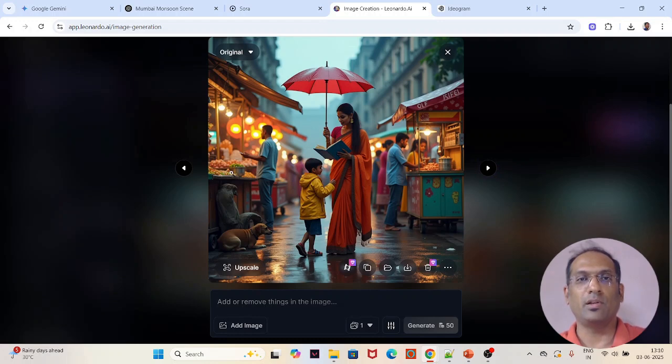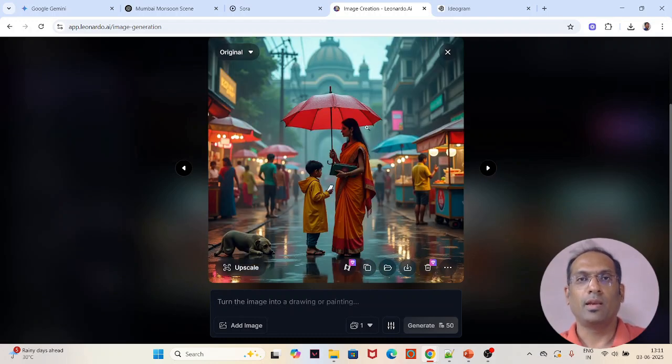Even in this particular image, the dog is placed well. People are not using smartphones. In fact, no one is using a smartphone, so there is a clear miss there. The historical building is missing here. There's a reflection of lights on the pavement, a yellow jacket, yellow raincoat I mean, a sari and a red umbrella. That is fine. And I think this is the 4th image that Leonardo has given us.